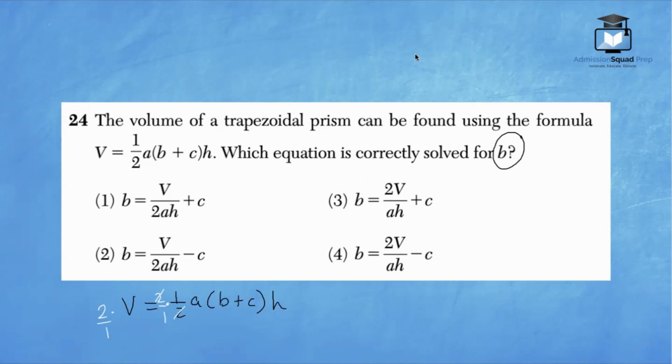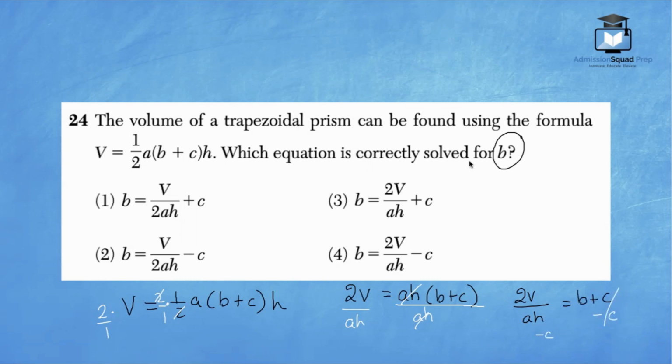And that's going to cancel out there. So now we have 2V equals, I'm going to put the A and the H together because they're simply being multiplied, times B plus C, which is in the parentheses. So my next step would be to divide both sides by AH because we want to undo that multiplication. Let's see what we're left with. Now we have 2V over AH equals B plus C. Our final step is to subtract C on both sides. So our final answer should be B equals 2V over AH minus C. So the correct answer is choice 4.